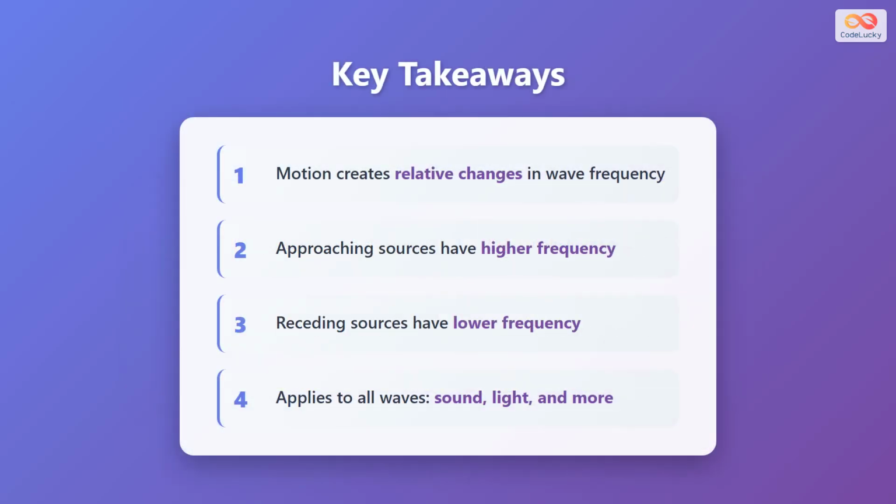Let's review the key points. First, motion creates relative changes in wave frequency between a source and observer. Second, approaching sources produce higher frequencies and sound higher in pitch. Third, receding sources produce lower frequencies and sound lower in pitch. Fourth, the Doppler effect applies to all types of waves, including sound waves, light waves, and more. Understanding this effect helps explain many phenomena in physics and astronomy.